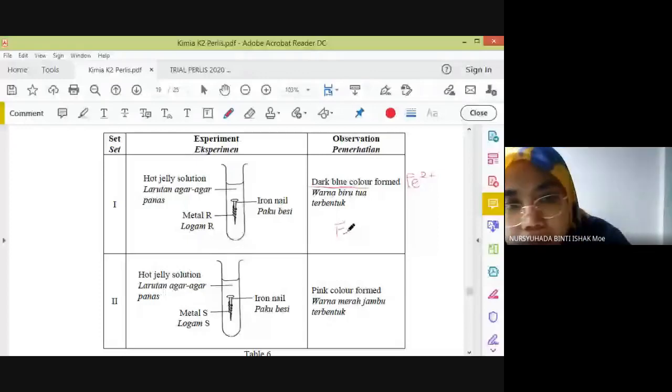Okay, now. Step 1. Hot jelly solution. Ada NaCl, ada potassium hexacyanoferrate(III), and then the observation is dark blue color forms. So kita boleh tahu kalau dark blue form maksudnya ada Fe2+. Maksudnya iron metal lebih higher than R. Sebab tu iron will oxidize, release electron compared to R, sebab dia higher position in ECS compared to R.